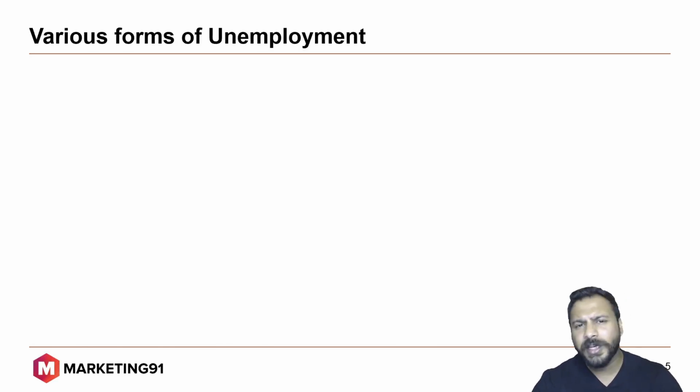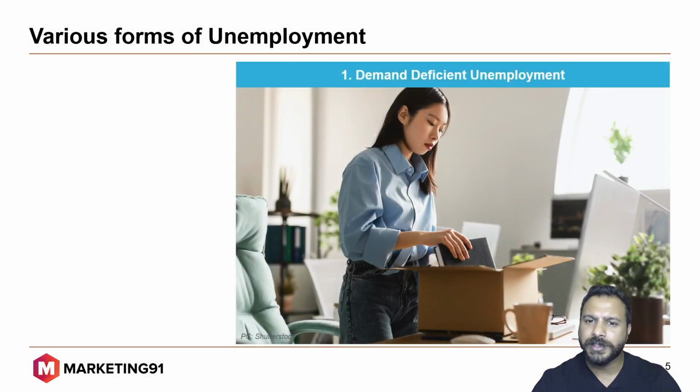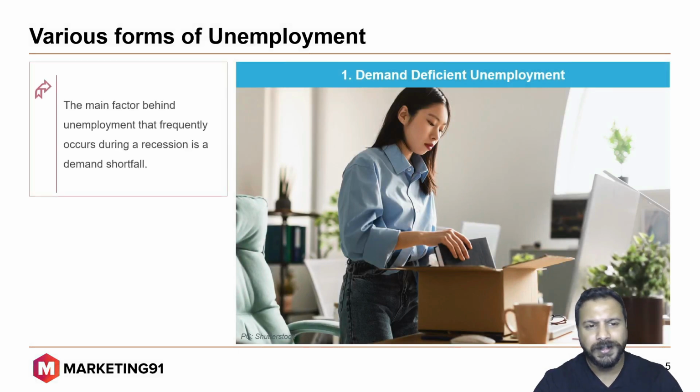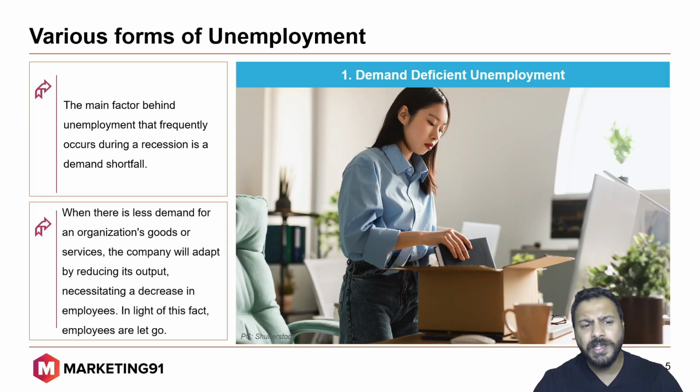Moving on to the various forms of unemployment. First, demand-deficient unemployment. The main factor behind unemployment that frequently occurs during a recession is a demand shortfall. When there is less demand for an organization's goods or services, the company will adapt by reducing its output, necessitating a decrease in employees. In light of this fact, employees are let go.